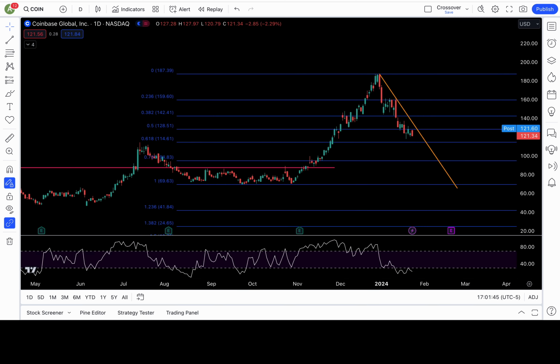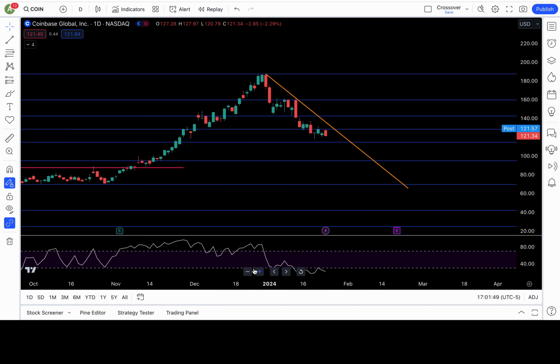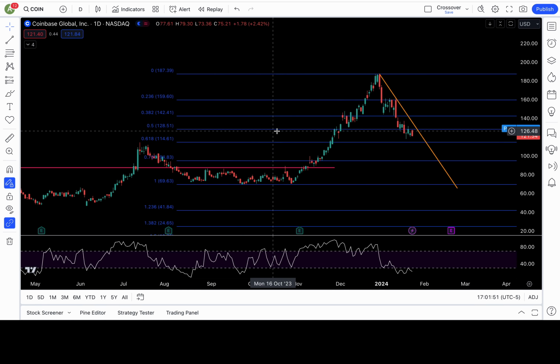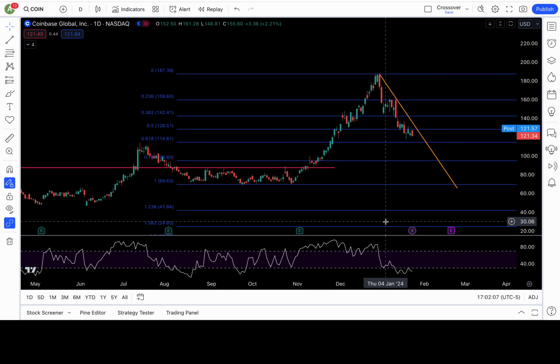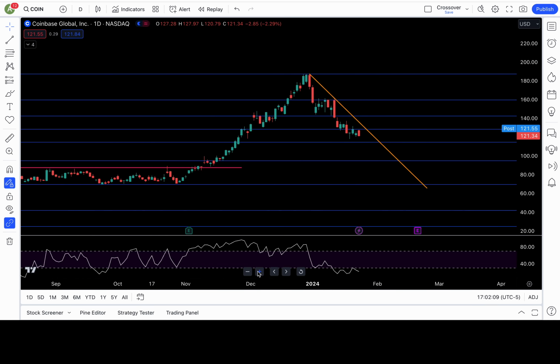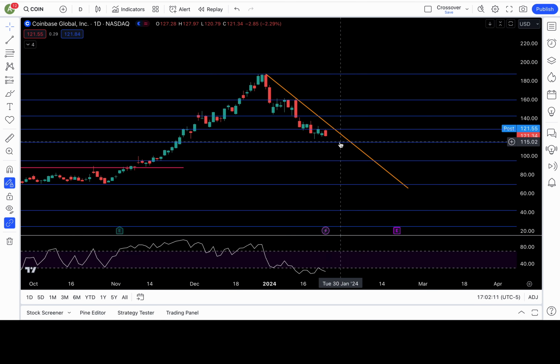And last but not least, here is Coin. Last I spoke about this, we was looking at this 128.5 level. We broke it down Thursday, back tested it on Monday, got a little indecisiveness on Tuesday, but today we got this decent red candle, very close to the 128.5 level. Overall, still looking bearish to me.